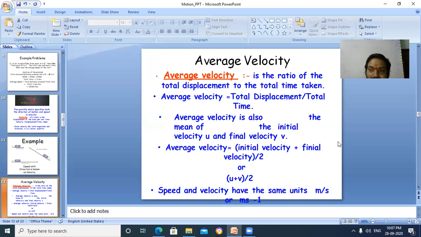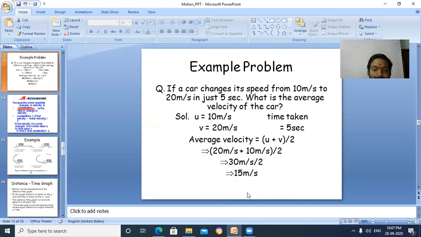So average velocity, in terms of initial and final velocity, is mathematically given as initial velocity plus final velocity by 2. It is the average or mean value of initial and final velocity, simply denoted by u plus v by 2. That's how we can calculate average velocity given initial and final velocity. Next, an example: if a car changes its speed from 10 meters per second to 20 meters per second in just 5 seconds, what is the average velocity? Initial, right?